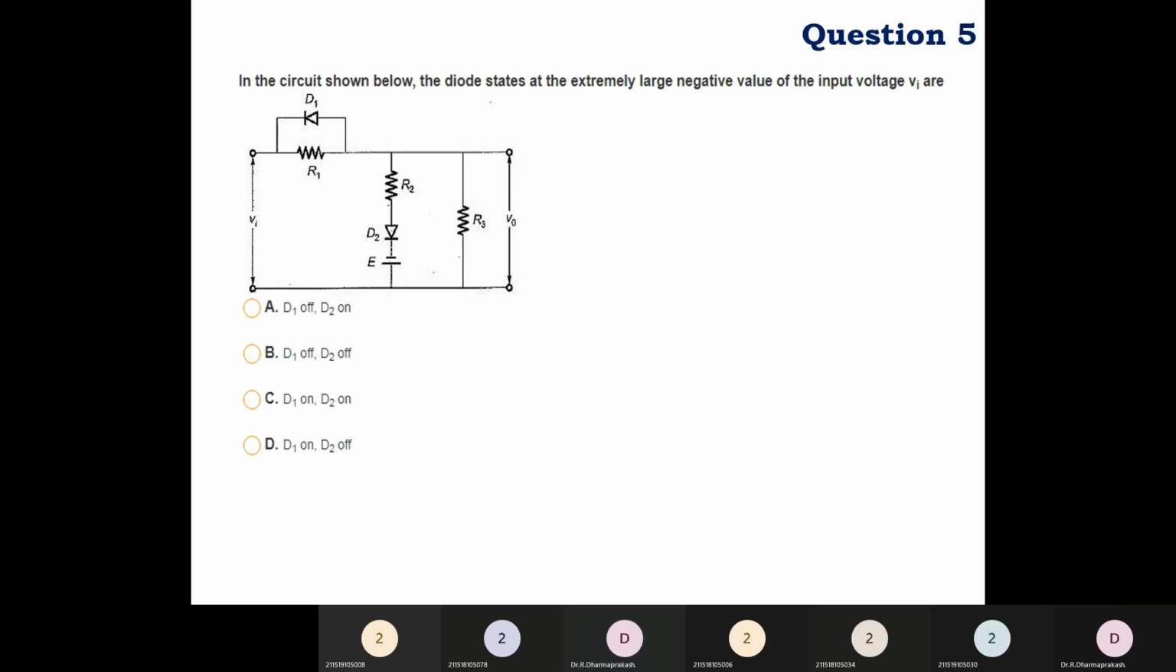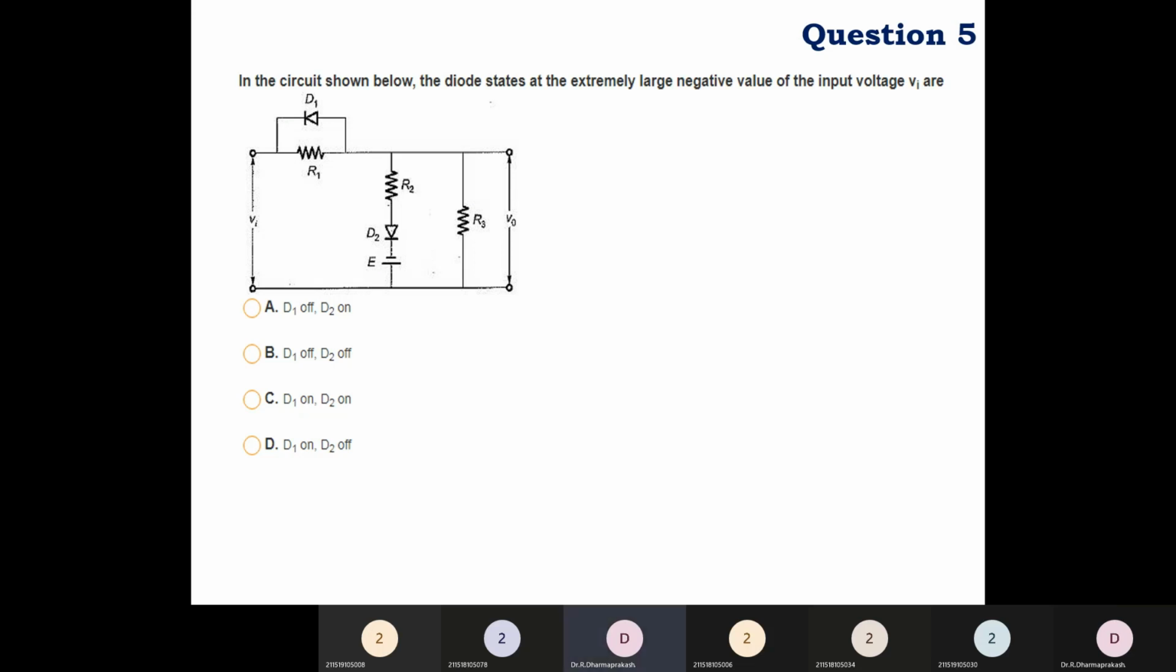Okay, next. The circuit shown below, the diode states at the extremely large negative value of the input voltage Vi. Here it is the circuit which is connected through two diodes.